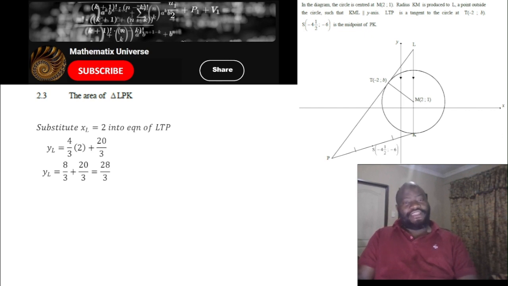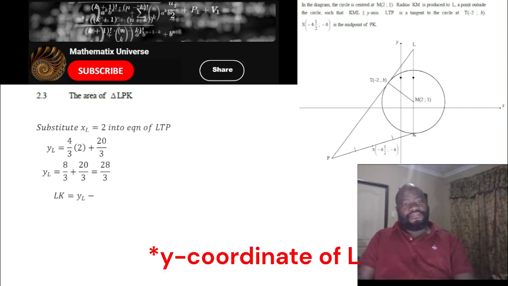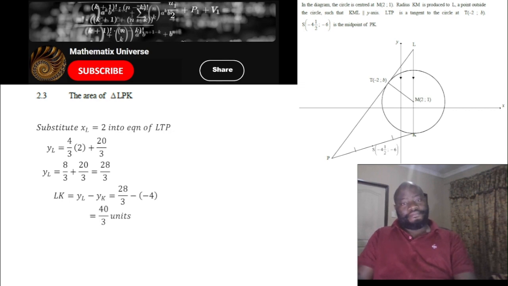Now we only needed the y coordinate because for the length of LK, we simply subtract the y coordinate of K from the y coordinate of L. Then we get 40 over 3 units. So this is the base that we are choosing for the triangle. Let's put it on the side.